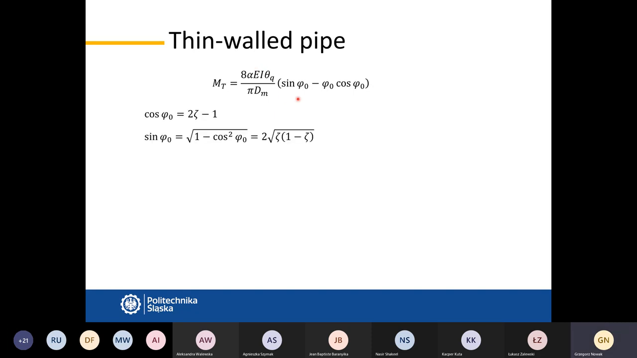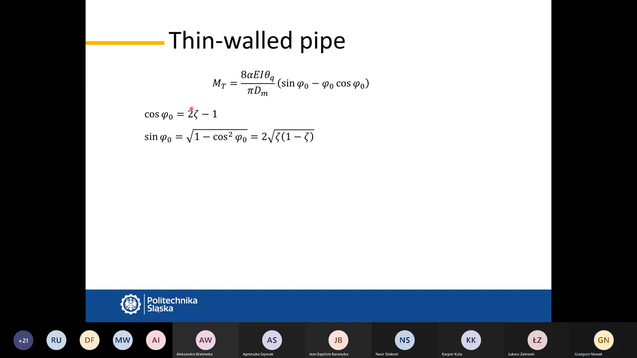And we can express it also as a function of the field and the liquid field factor, which was mentioned at the very beginning at the first slide. So cosinus phi zero would be 2 zeta minus 1, and sinus phi zero would be 1 minus cosinus. This is a typical mathematical dependence. Sinus squared plus cosinus squared equals 1.